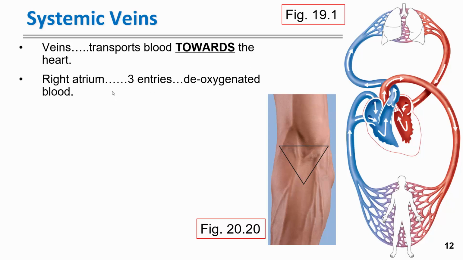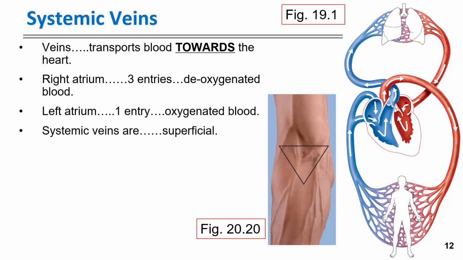In the right atrium, the blood that enters the heart is deoxygenated blood, and there are three entries into the right atrium. One comes from the superior vena cava, the second is the inferior vena cava, and the third entry comes from the venous portion of the coronary circulation. With respect to the left atrium, there's really just one entry, and that's oxygenated blood coming in through the pulmonary veins that are returning to the heart from the lungs.